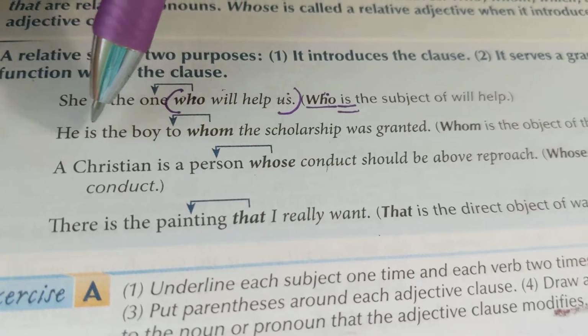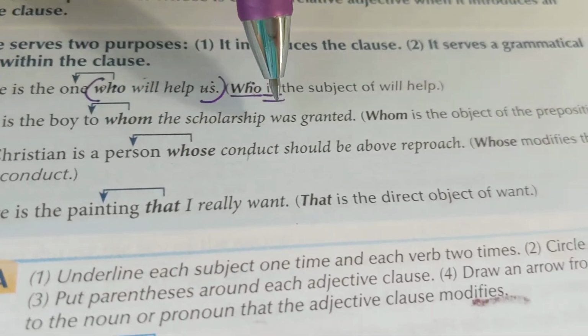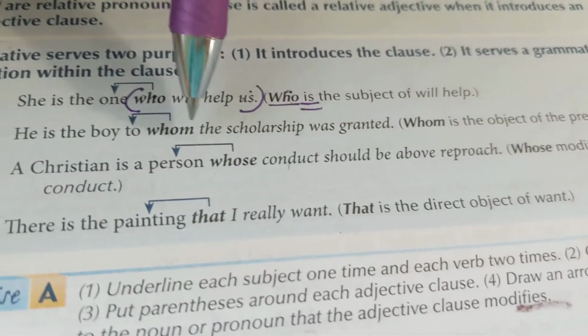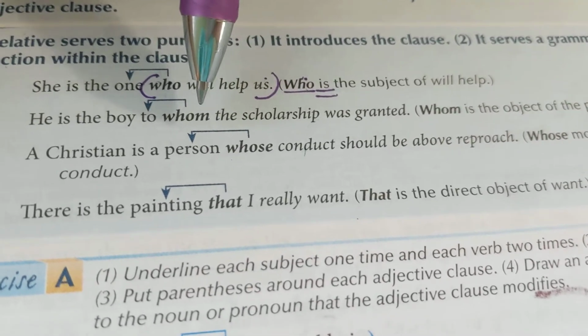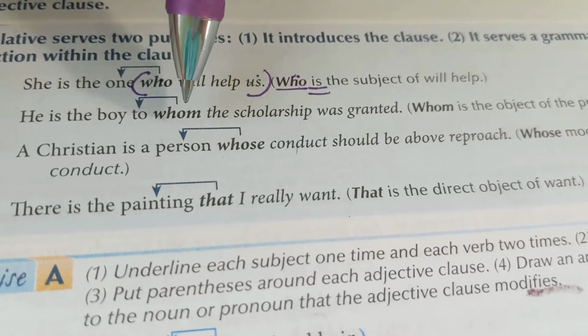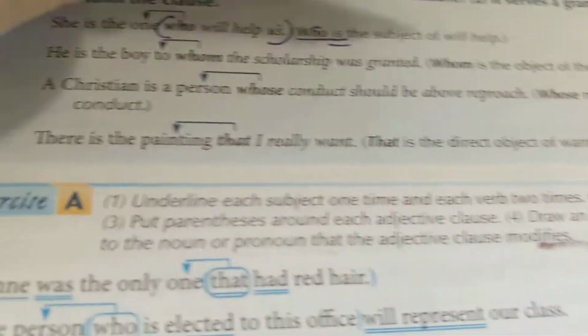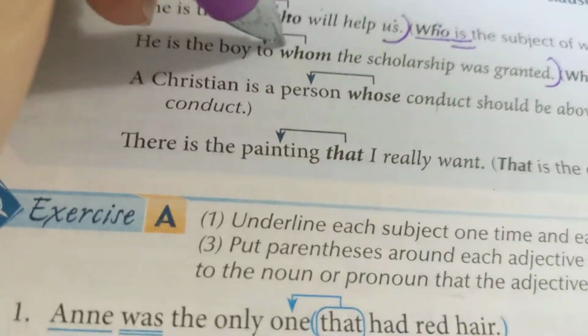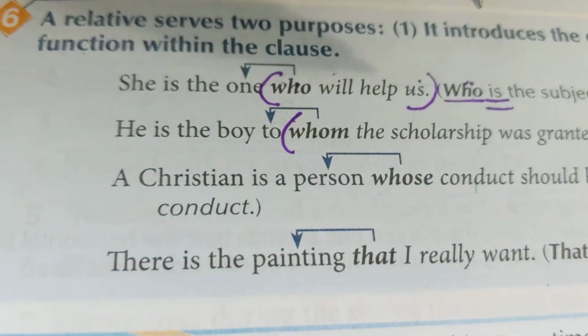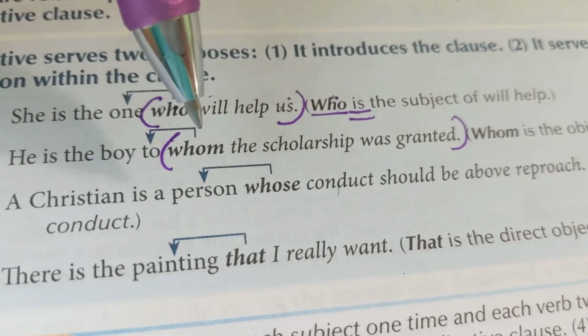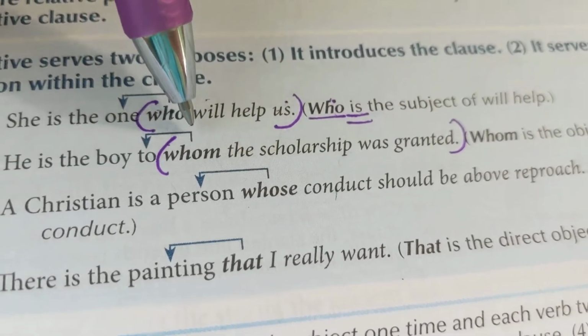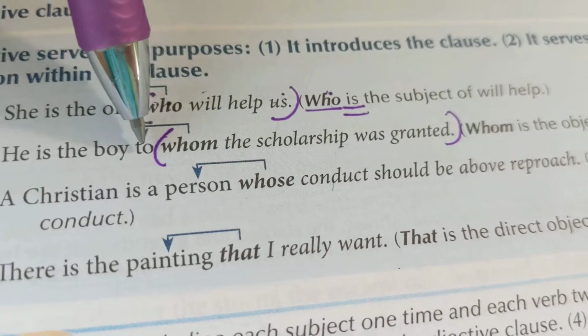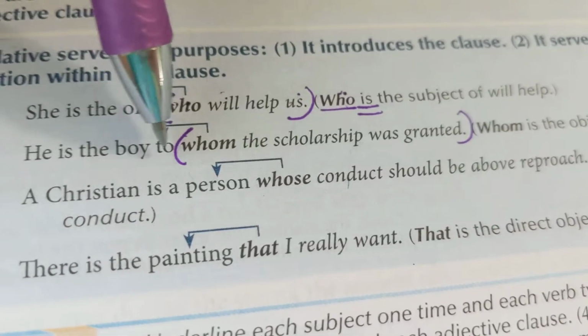So look at this one: He is the boy to whom the scholarship was granted. This one's a little more difficult. First of all, what is your relative clause? Whom the scholarship was granted. Let's put parentheses around it. What is my relative pronoun? That's right, it's whom. And what is it describing? To. Right, it's describing the to. What part of speech is to?